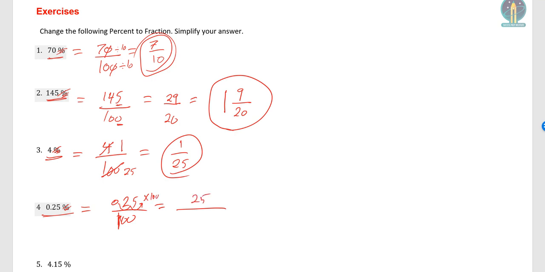That gives me 25. But to keep the fraction the same, I need to multiply the denominator by 100 also. So 100 times 100 is 10,000. Right? And I can actually simplify this further, because 25 divided by 25 is 1. 10,000 divided by 25 is 400. So I end up with 1/400. Okay, so 0.25% is 1 out of 400.